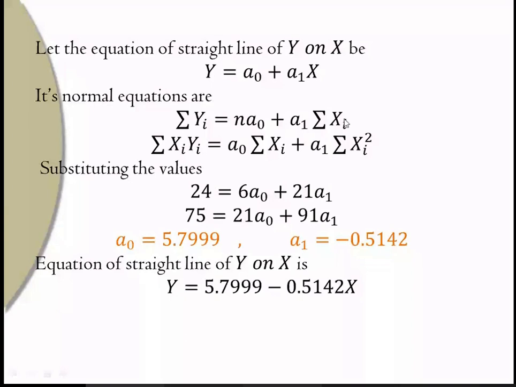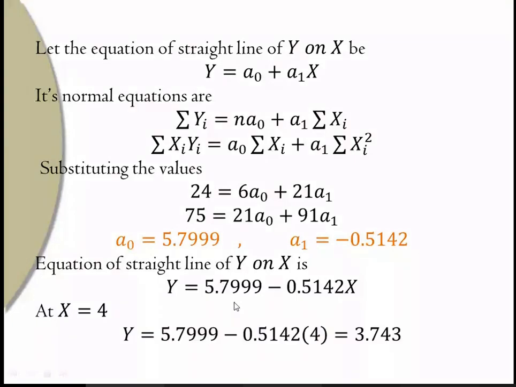Okay, now it is asked to find the value of y when some value for x is given, and whenever we want to find y when x is given, we use the equation of y on x. So use the given value of x. We are given x is 4, so put x equal to 4 into this and do the simplification. So y will be 5.799 minus 0.5142 into 4. So it comes out to be 3.743. Okay.